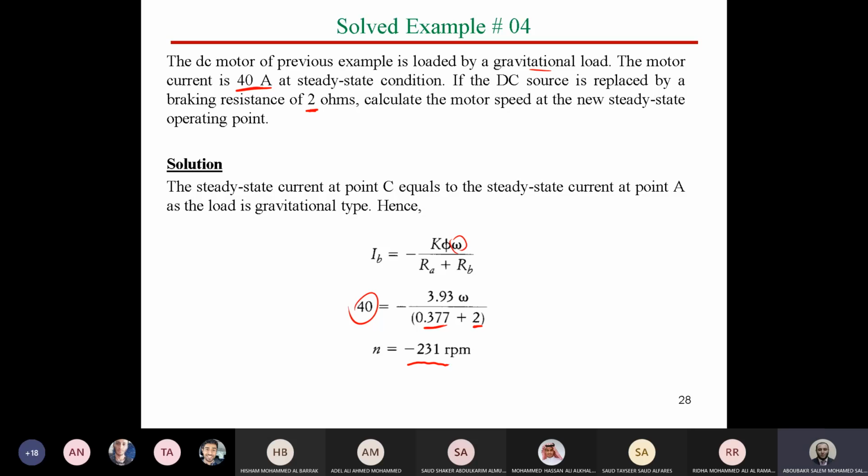It should be calculated here firstly in radian per second, and finally you can just multiply by 60 over 2 pi, okay, in order to get the value in RPM.